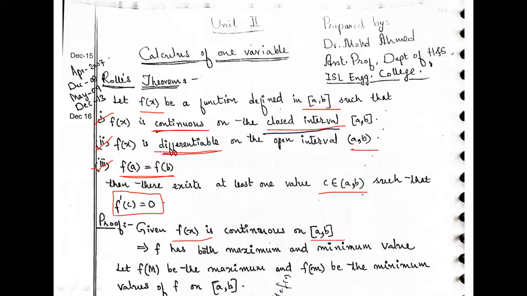So given f of x is continuous on the closed interval [a, b], f has both a maximum and a minimum value. Let f of capital M be the maximum and f of small m be the minimum value of f on the closed interval [a, b].